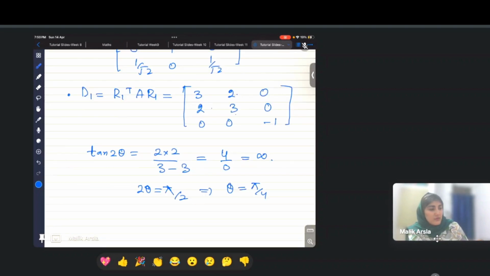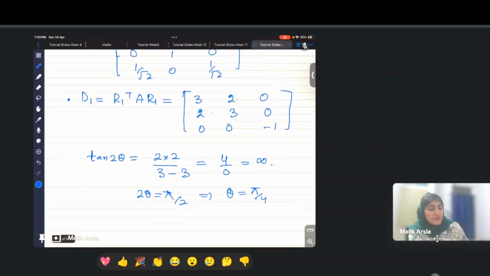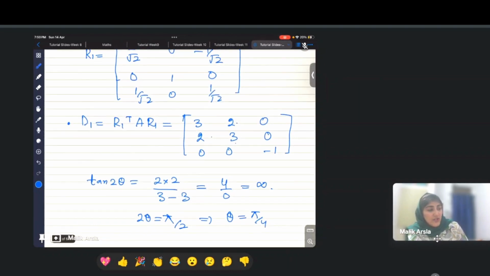This is the same formula we are applying tan to, where we have to take Aij divided. This Aij is what? A12. In this case, ij is 1, 2, so it will be Aii and A22. Sorry, A11 minus A22. A11 is 3, A22 is also 3, right? That is how you get the denominator and how you get the numerator.